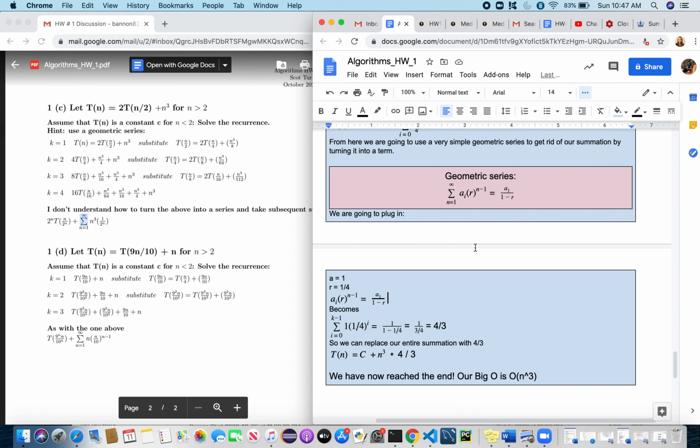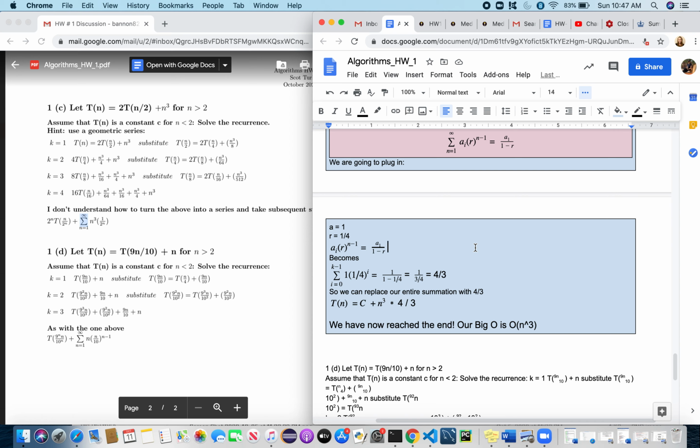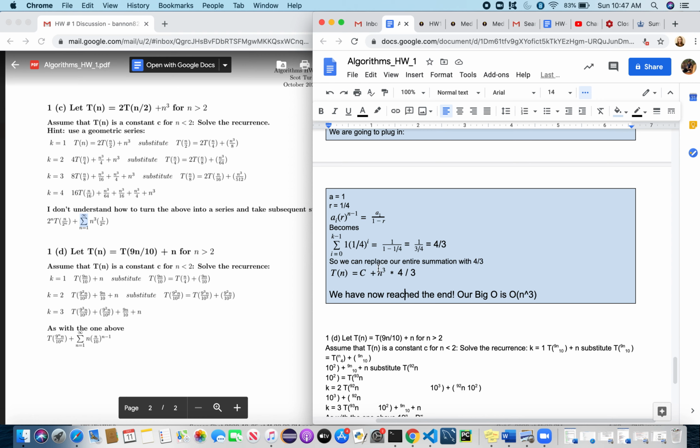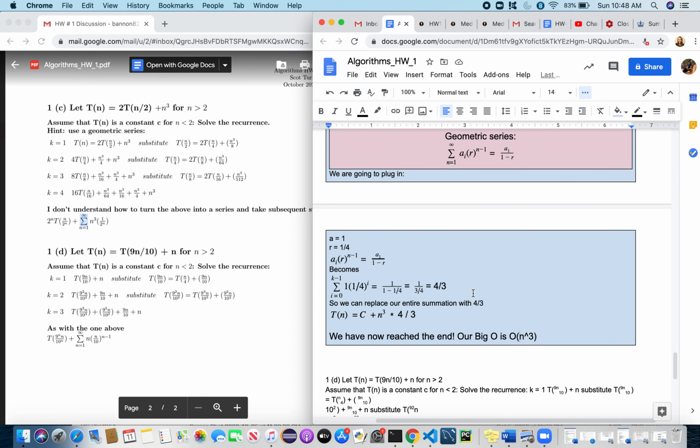So we went from this crazy problem to this. And as we know, if we're looking at big O, the constant doesn't matter. 4/3 doesn't matter. What matters is n cubed. So our big O is now O of n cubed. And we're done. That's it. That's it for solving the recurrence. We have a good closed form, and we're in a good spot.